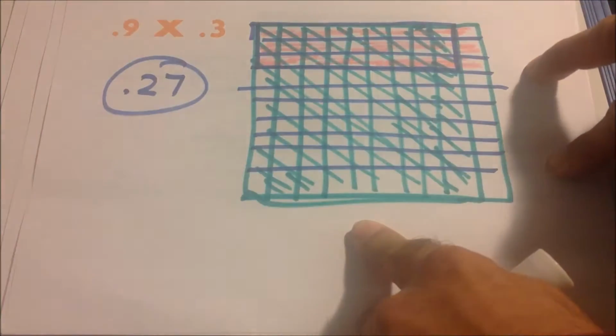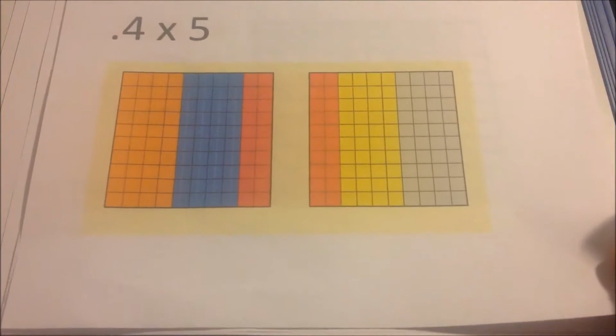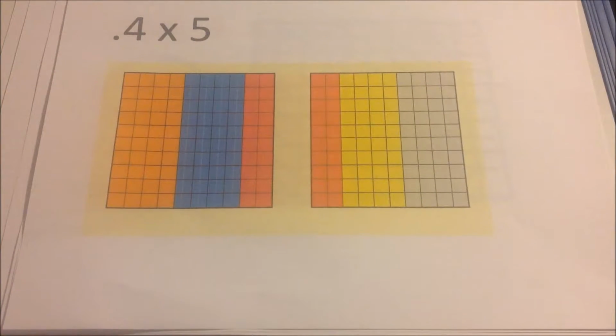27 are green and red together out of 100 boxes. Okay, so that's how we model multiplication. Now, sometimes we'll come across something like this. What if we have a decimal and a whole number? Now we have to do something different. Here it's saying 4/10 times 5.